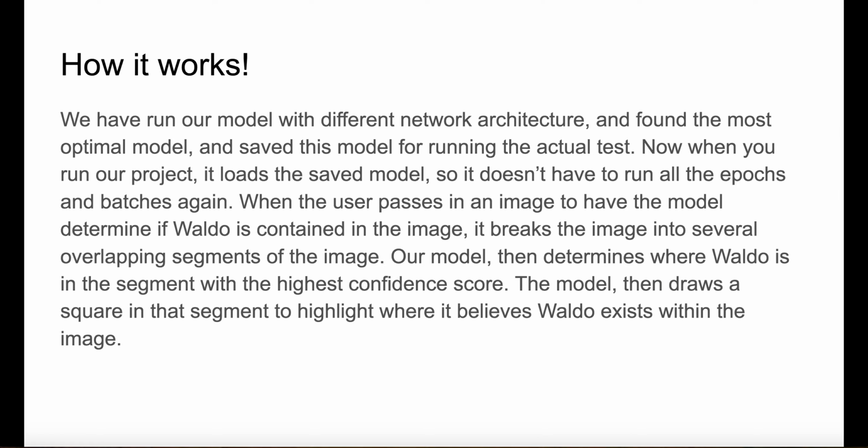And how this model works. We tried various network architectures, found the most optimal, and saved that model for actually testing to find Where's Waldo. So to run our project, we load the model, so we don't have to run the epochs and batches again. When the user passes in the image as an argument, the model will determine where Waldo is, and will also give a cutout that draws a box around Waldo.